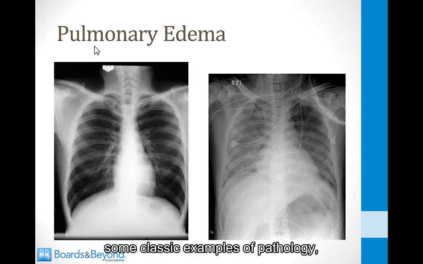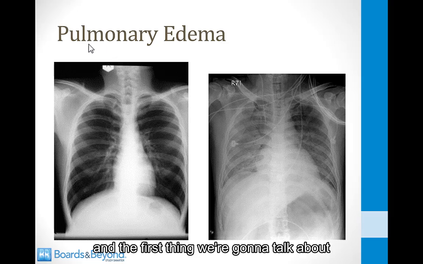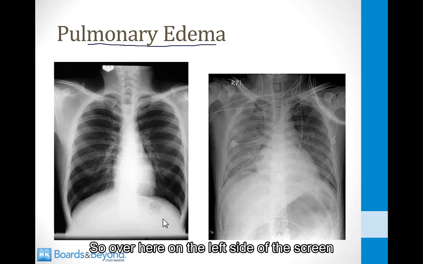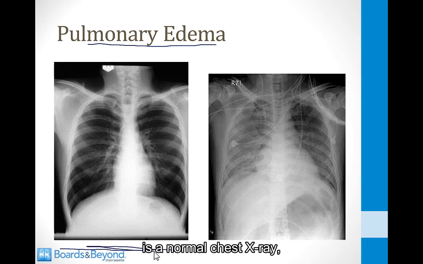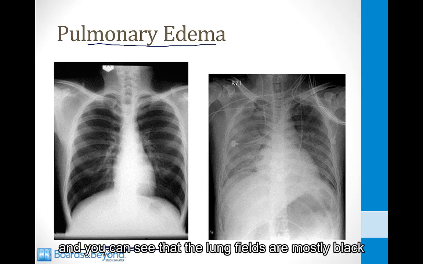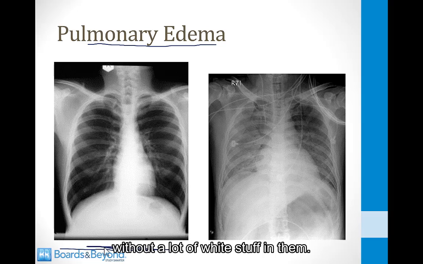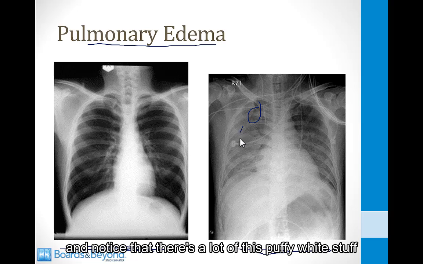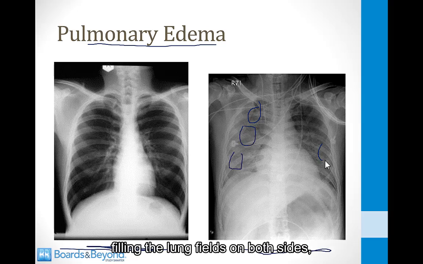Okay, now let's go through some classic examples of pathology. And the first thing we're going to talk about is pulmonary edema. So over here on the left side of the screen is a normal chest x-ray. And you can see that the lung fields are mostly black without a lot of white stuff in them. Over here on the right is a chest x-ray of a patient who has pulmonary edema. And notice that there's a lot of this puffy white stuff filling the lung fields on both sides. And that's what pulmonary edema looks like.